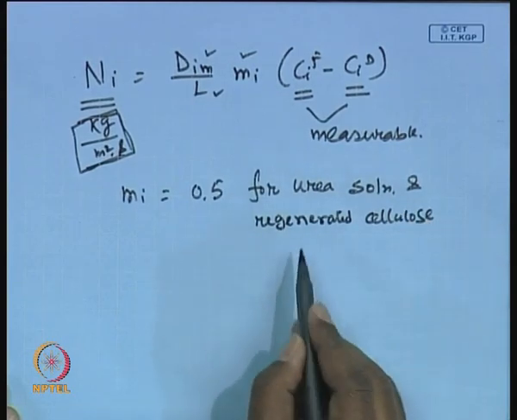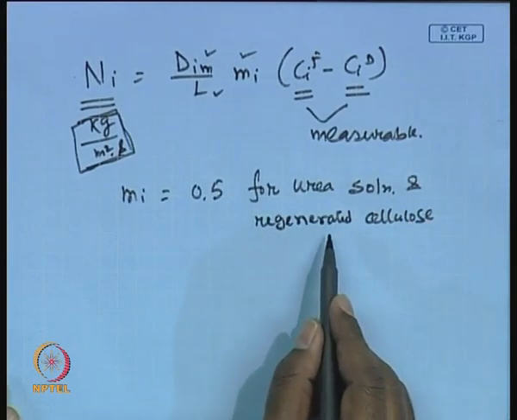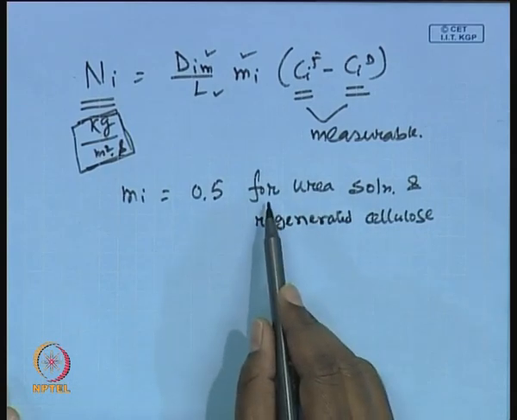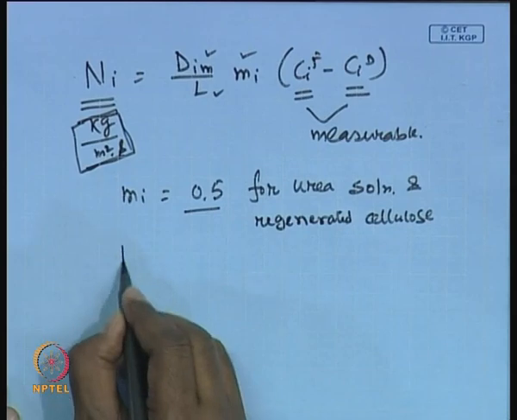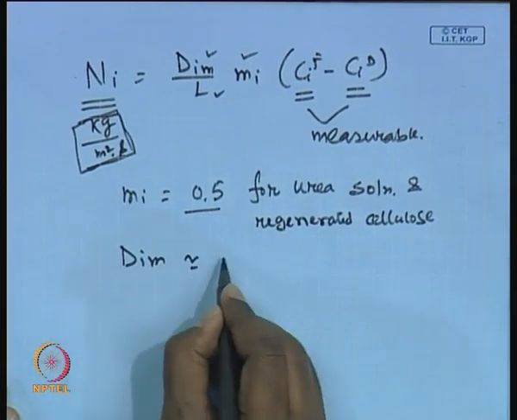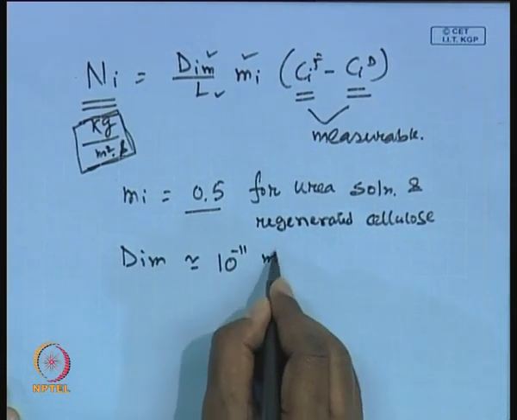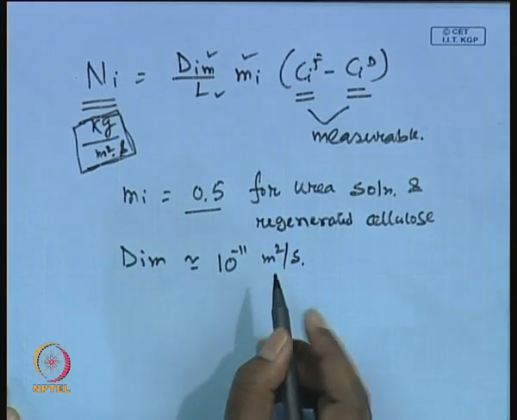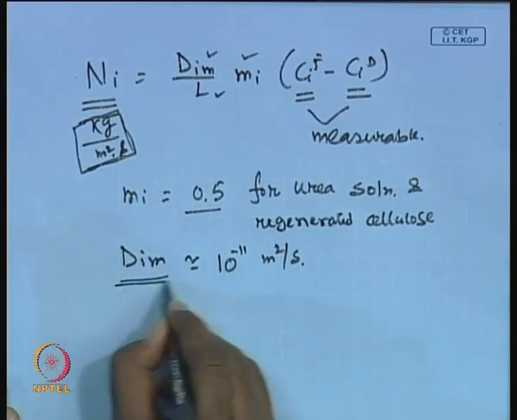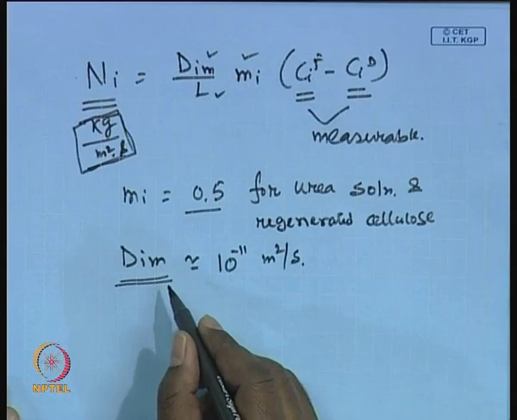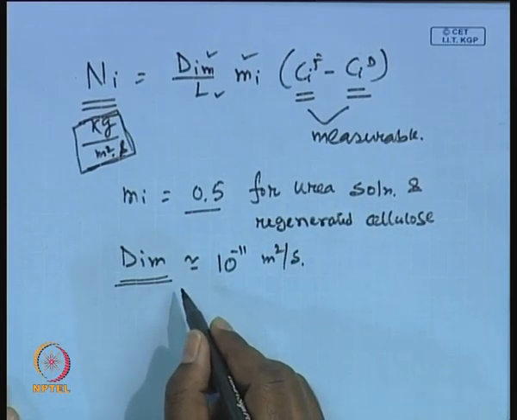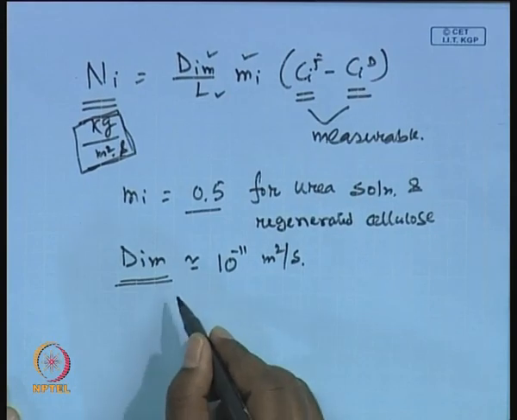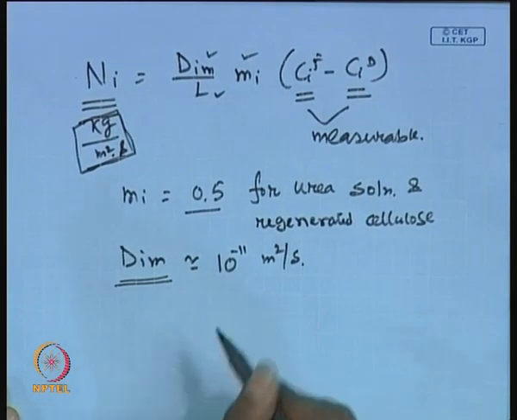That means, if your membrane material is regenerated cellulose, and if you are talking about urea aqueous solution, the value of Mi is 0.5, and DIM will be in the order of 10 to the power minus 11 meter square per second. Okay. How to calculate DIM? It is very easy to calculate diffusivity in the bulk, but if you would like to find out diffusivity in the membrane phase, that will be quite complicated. How to do that? That we will see later on.